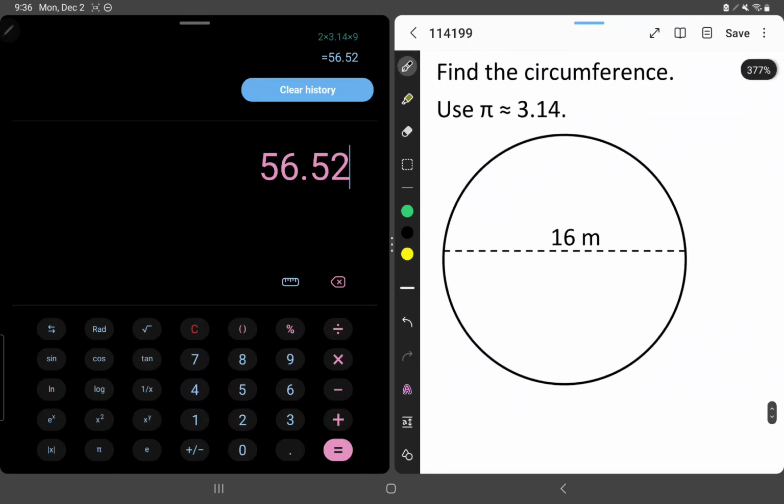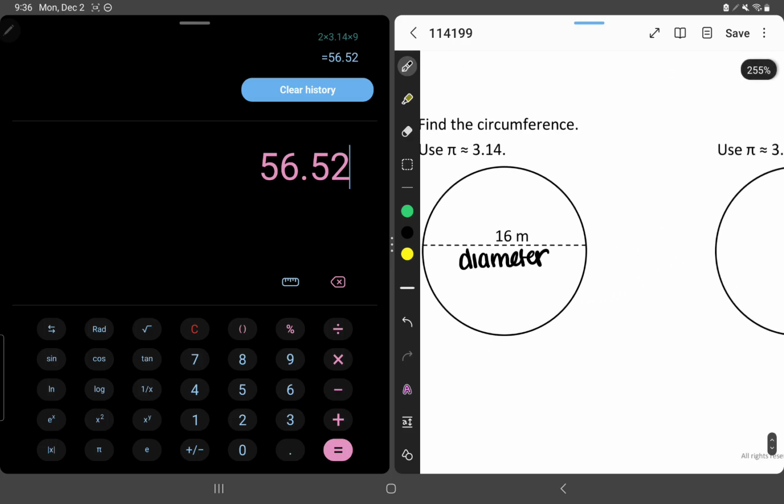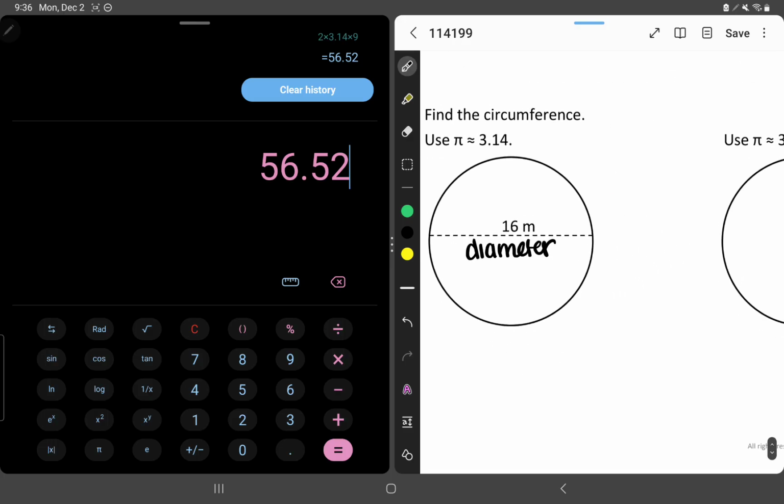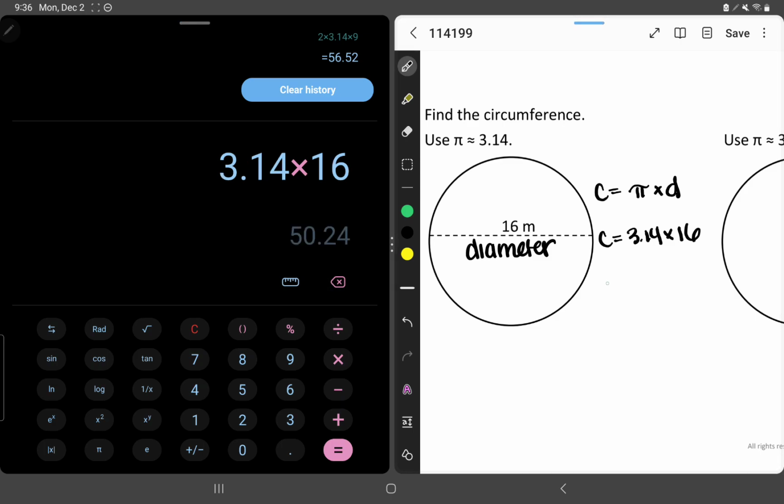This right here is a diameter or a radius? This is a diameter. So we'll use which formula? We'll use circumference equals pi times diameter, or circumference equals 3.14 times 16, which gives us 50.24 meters.